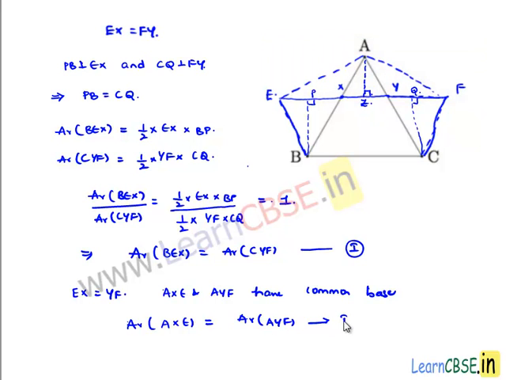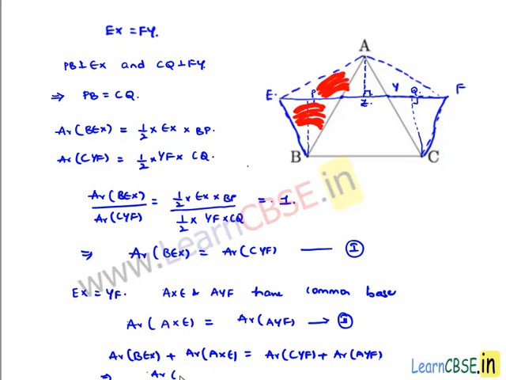Let it be equation number 2. Now by adding 1 and 2 we get area of triangle BEX plus area of triangle AXC is equal to area of triangle CYF plus area of triangle AYF, which implies area of triangle BEX plus AXC is nothing but area of triangle ABE or AEB, which is equal to area of triangle CYF plus AYF, which is nothing but area of triangle ACF. So this is the required proof for us, and it is hence proved.